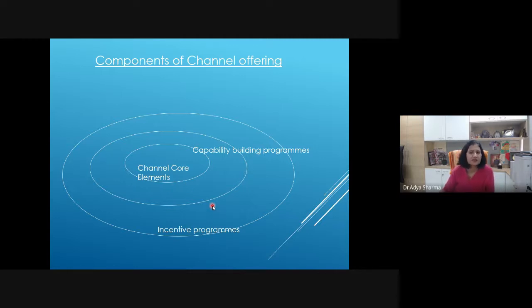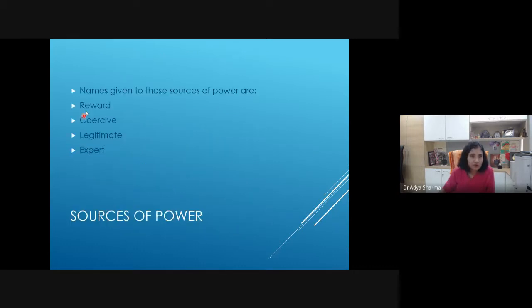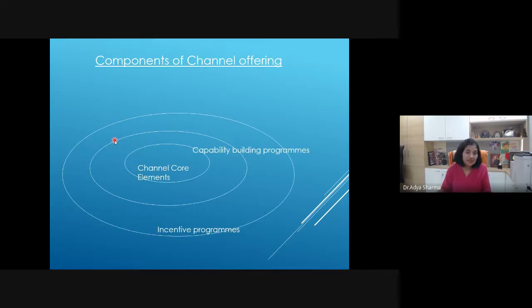And then, finally, the incentive programs, which come at the third level. So if you can give this to your channel members, then you can give a reward which they want. And this is maybe one of the first ones. This is something which all of them want. This also is in a way expertise, because when you are training them, you are only able to train them because you have the required expertise, right? So reward and expertise are something which helps in having a good, successful, happy relationship.